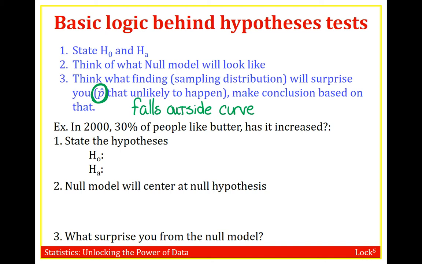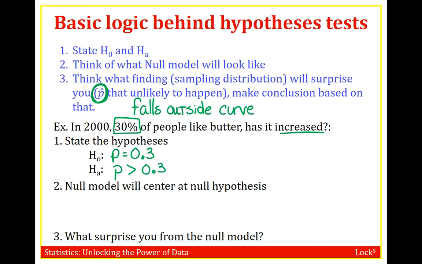It says in 2000, 30% of people like butter. So has it increased? State the hypotheses. Well, first of all, in H sub O, P, and I know it's P. How do you know it's P? Because it's 30%. So P would equal 0.3, never 30%, always the decimal value of 30%. What does H sub A say? Well, it's either less, greater, or not equal. It says right here, increase. We're seeking evidence for something increasing. So our H sub A is P is greater than 0.3.